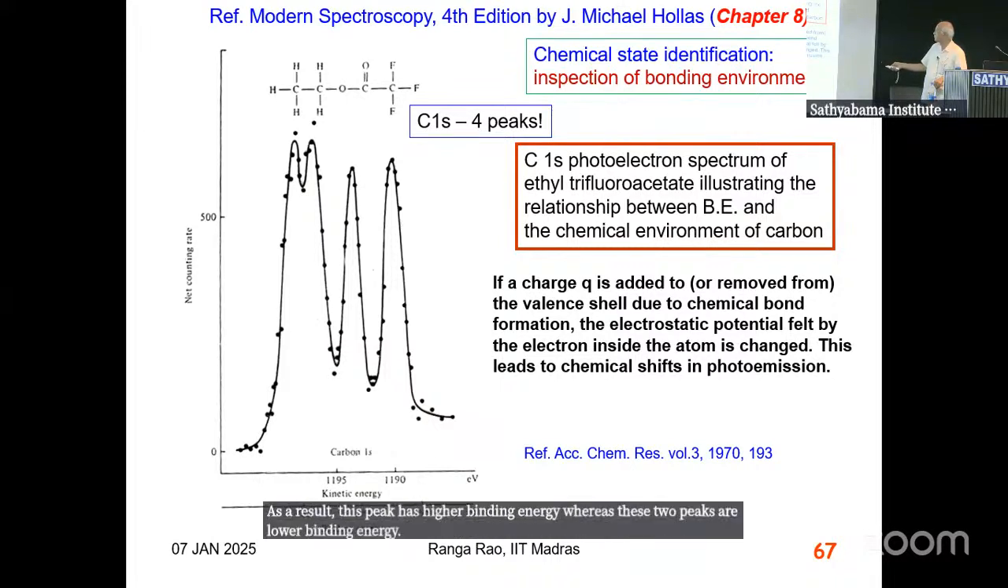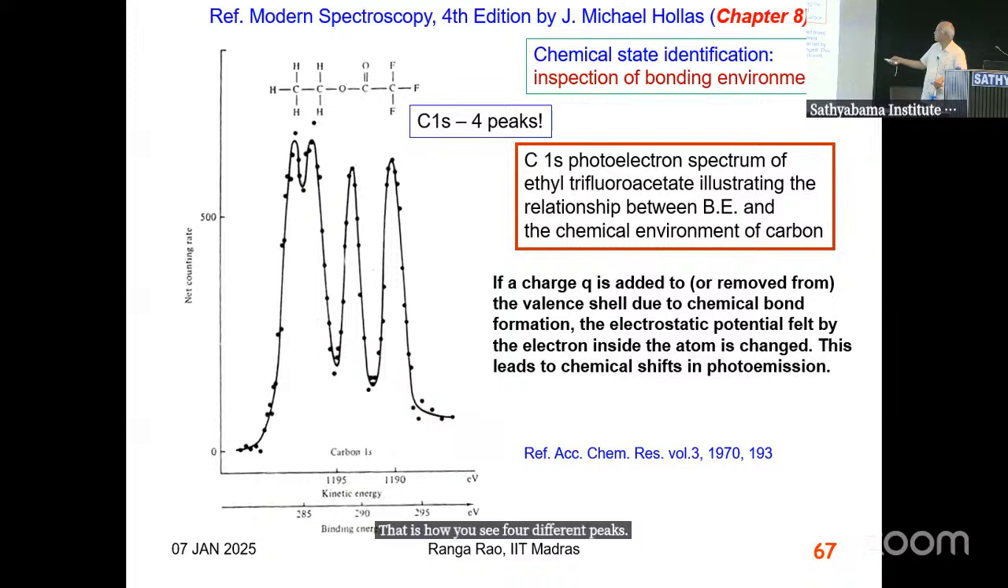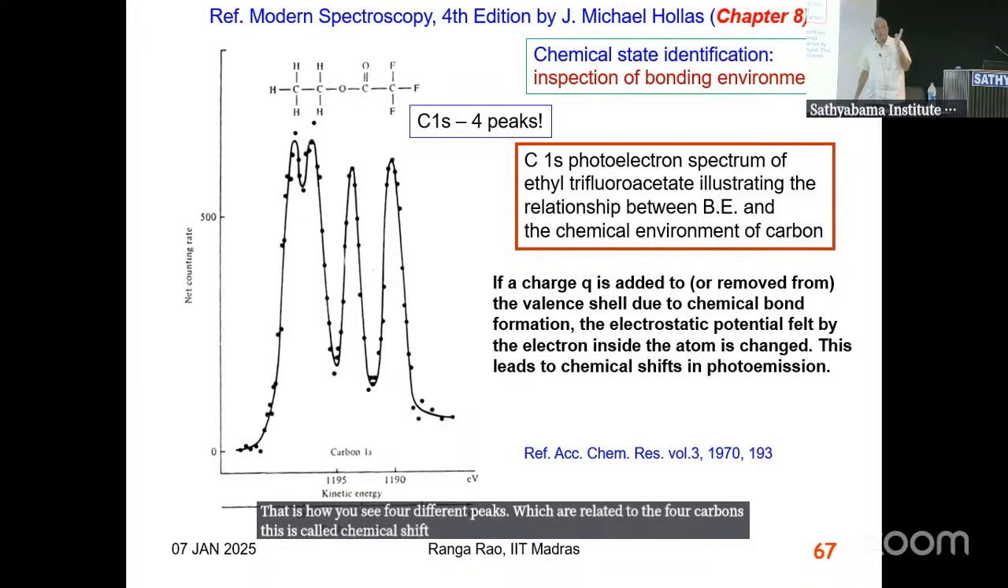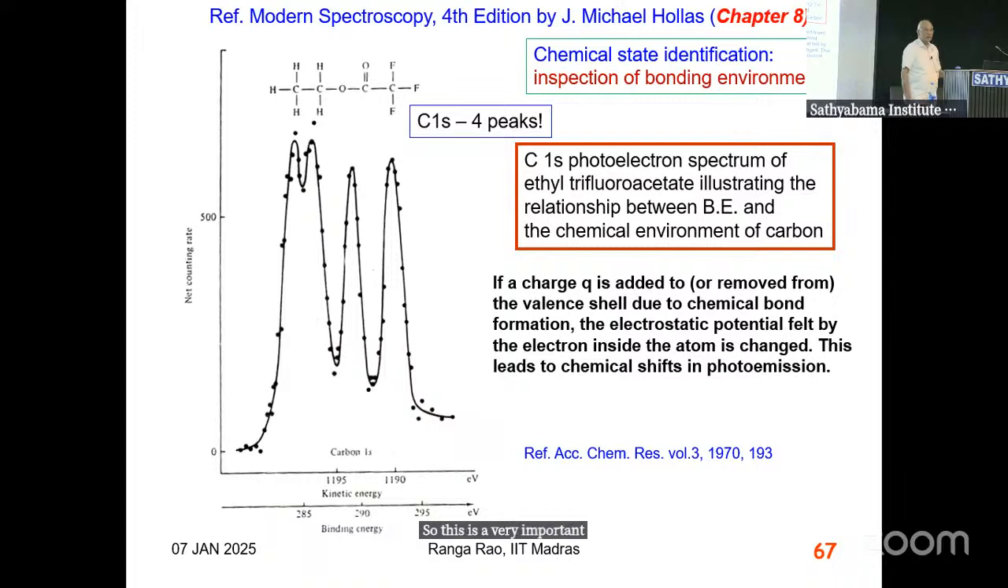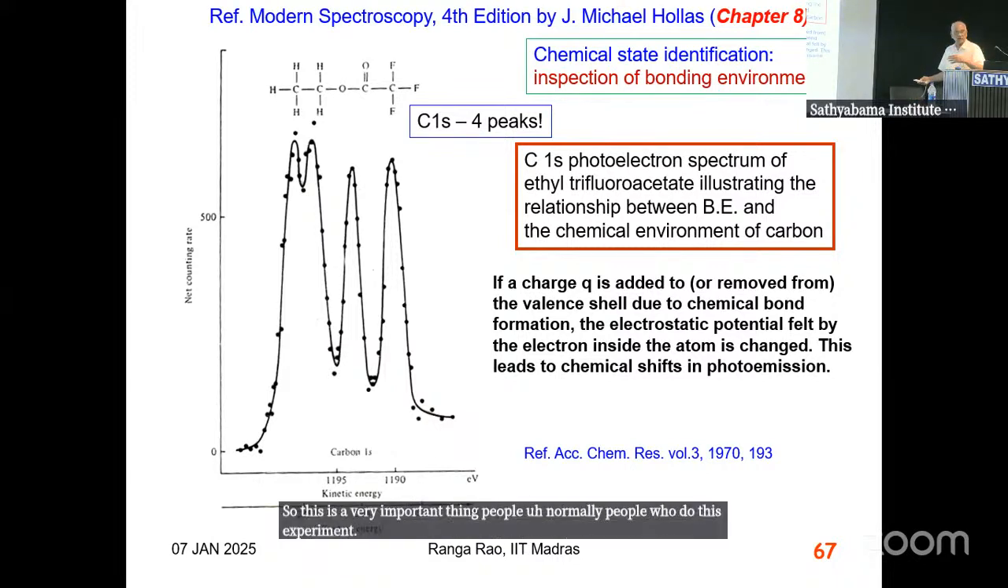That's how you see 4 different peaks which are related to the 4 carbons. This is called chemical shift, which you must have heard in NMR spectroscopy. That is NMR spectroscopy chemical shift. This is a photoemission spectroscopy chemical shift. So this is a very important thing. People who do these experiments look for this only, so that they can interpret photoemission spectra.